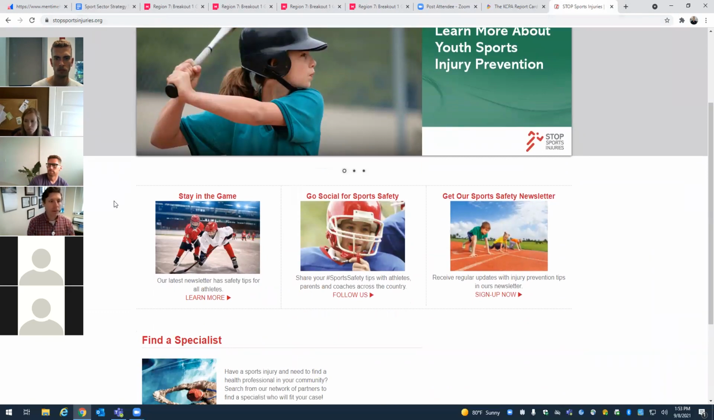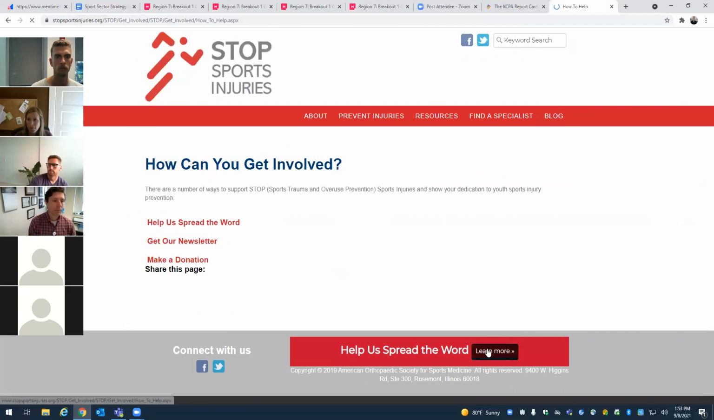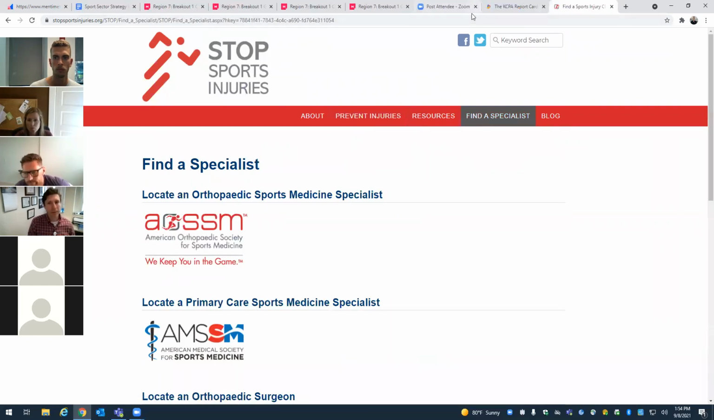Again, this doesn't really apply to adults, but yeah, it's a good website, easy for parents to navigate and look up stuff for their specific kid and their sport and age-appropriate guidelines. Yeah, that is it.